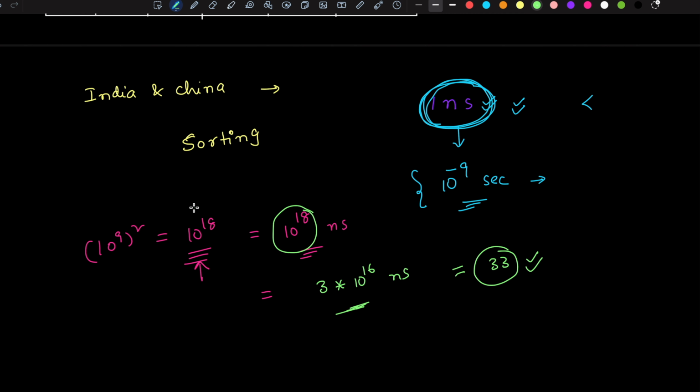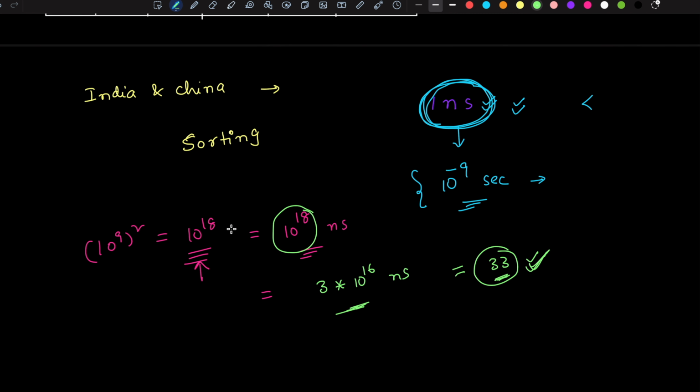Think about that. If you have 1 billion inputs and use an algorithm which is order of n square, it would take around 30 to 33 years to finish the task. This is a massive amount of time to complete the task.